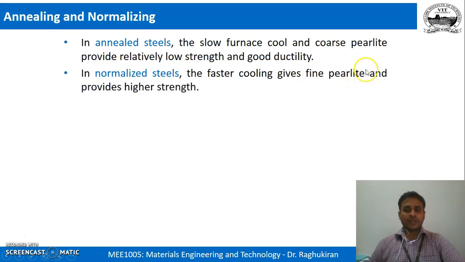So if somebody asks you what is the microstructural difference you see between annealed steels and normalized steels, you can say the microstructure of the annealed steel will have relatively coarse perlite. Now you tell me, I already told you in the previous classes, which one will give you high hardness or better strength, coarse perlite or fine perlite? It is fine perlite.